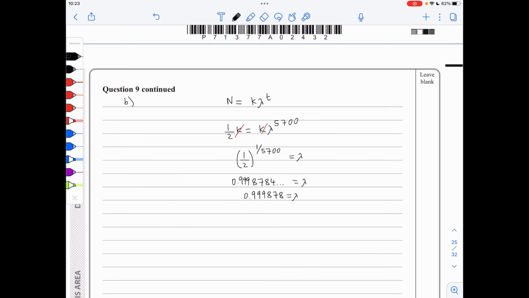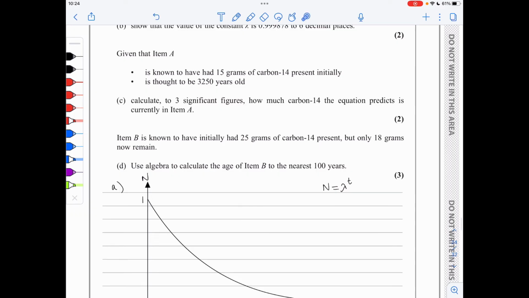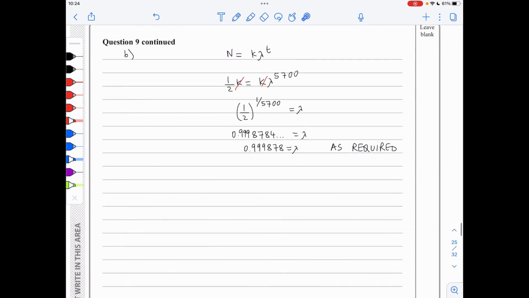which rounds to 0.999878 as required. In C, we know that for an item A, we had 15 grams of carbon-14 initially. It is thought to be 3,250 years old, and we need to find to 3 significant figures how much carbon-14 we are predicting currently for item A. So we know that k is 15, that's the initial amount of carbon-14. So capital N is 15 times 0.9998784 raised to the power of 3250, and this gives an answer of 10.1 grams.